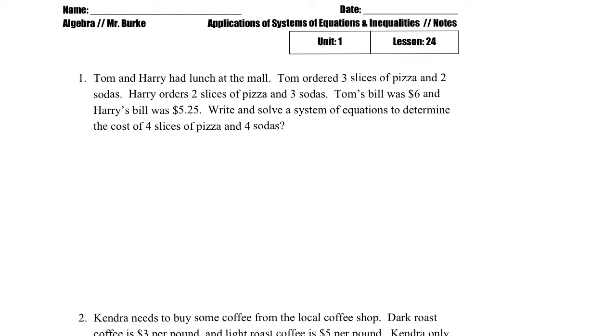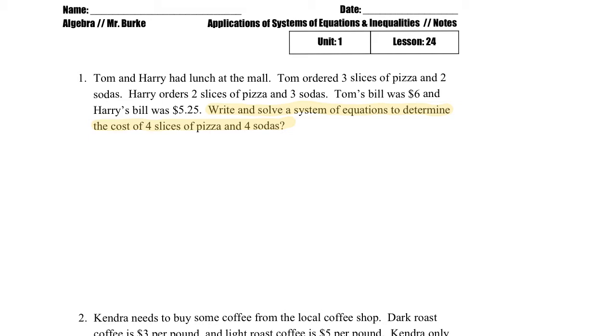So first of all, generally speaking, the thing that you have to do is in the last sentence, almost all the time. Write and solve a system of equations to determine the cost of 4 slices of pizza and 4 sodas. And obviously, we've got some information here. So the first thing we need to do, if it's not told to you, because sometimes it is, but if it's not told to you, you need to define your variables.